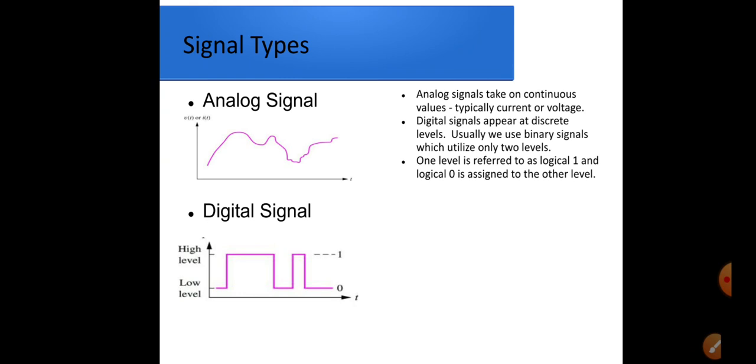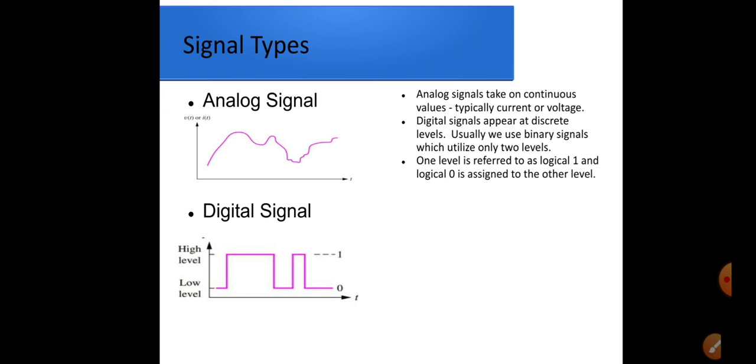First of all, we have to discuss signal types. What are the different signals there? Analog signal and digital signal. These are the main electrical signals. What is the difference between these two? Analog signal takes continuous values. If you look at the signal as shown in the diagram, it takes all continuous values with respect to time.